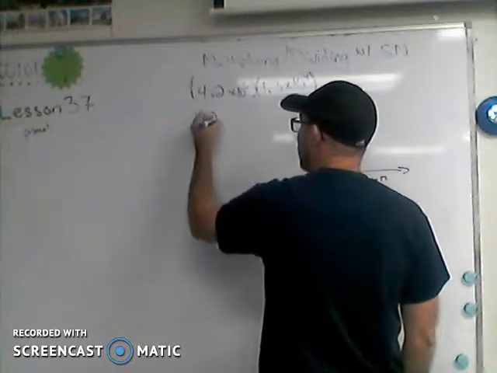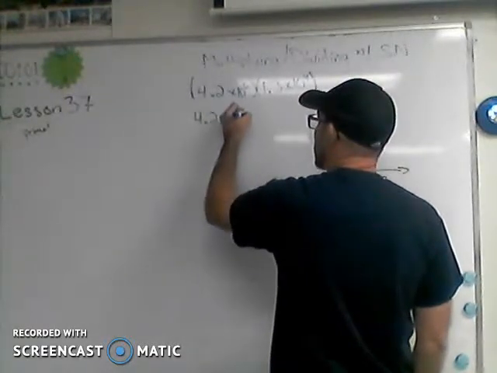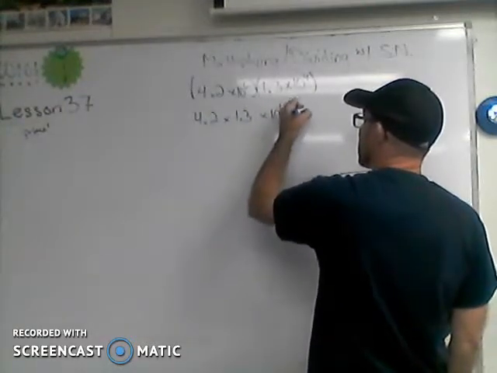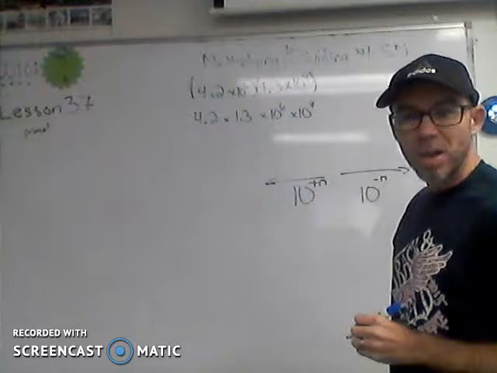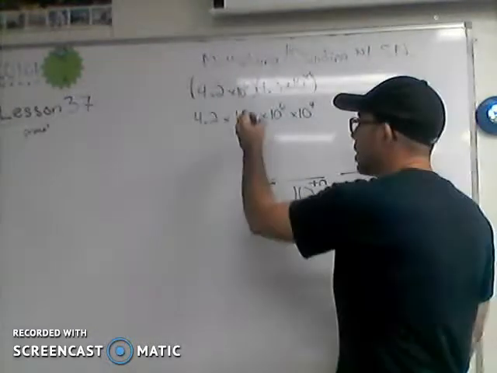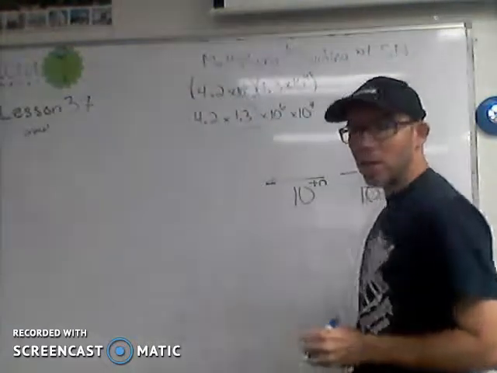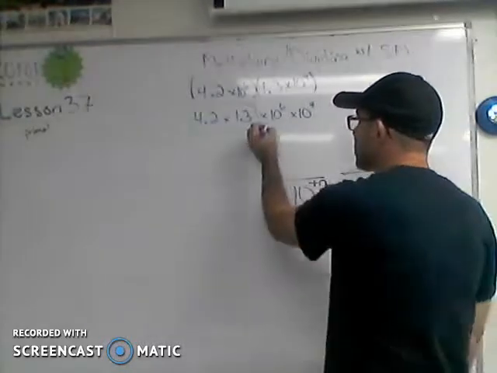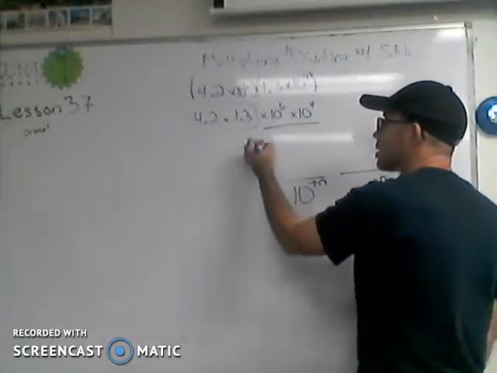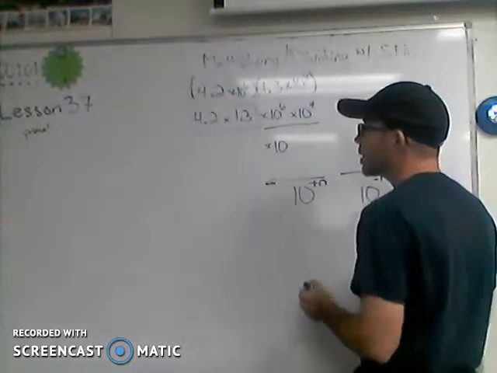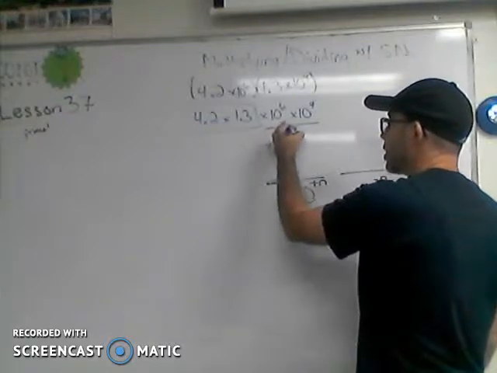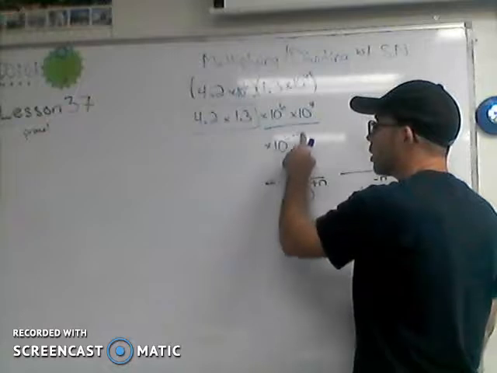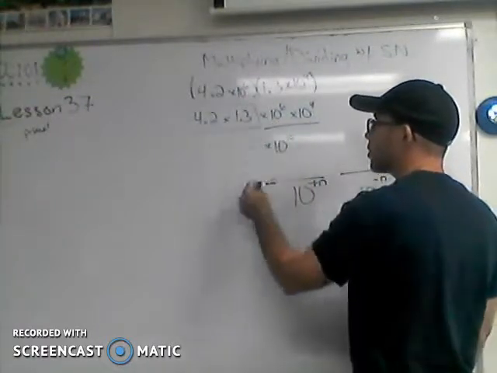I can say 4.2 times 1.3 times 10 to the 6 times 10 to the 4. Kind of group them a little bit differently. And this problem right here is not that hard, okay? And this is something you probably just end up doing on your calculator. And this part right here, since those bases are the same, this is the beauty of this kind of thing. All I've got to do is add those exponents up together. This is 10 to the 6 plus 4. So there's part of my answer right there.